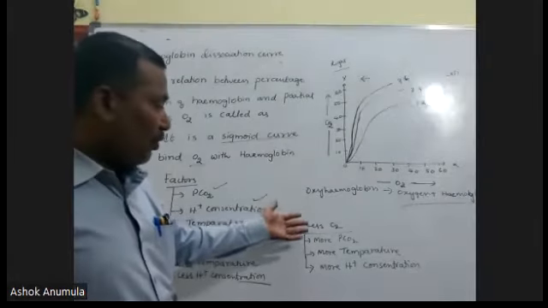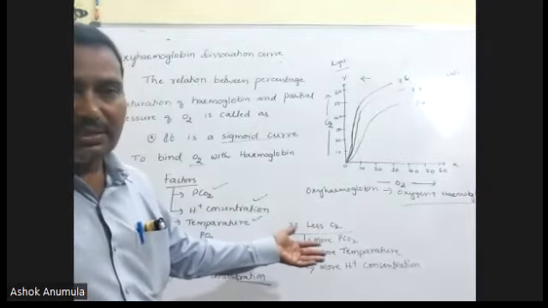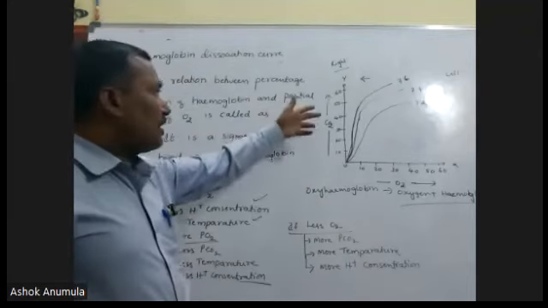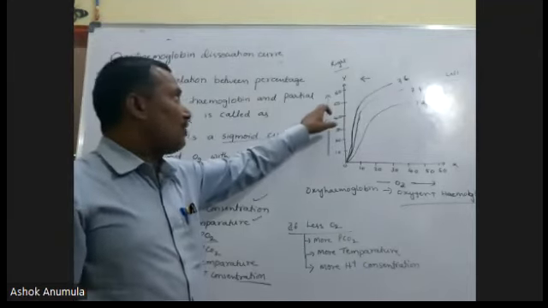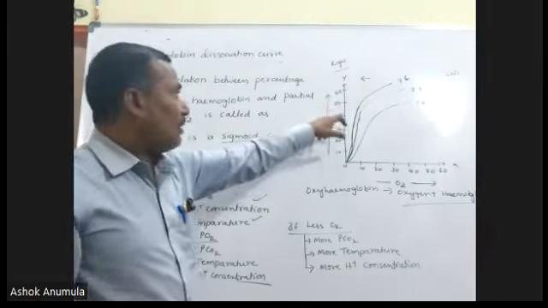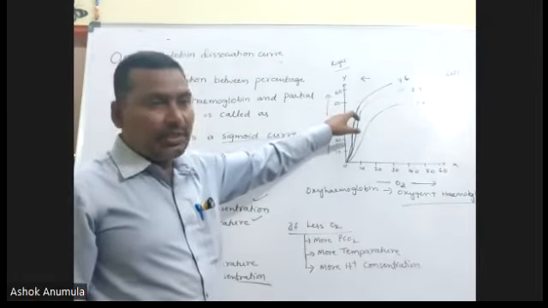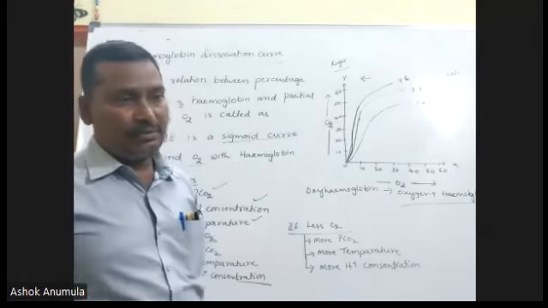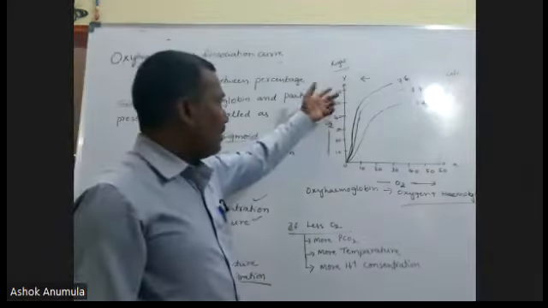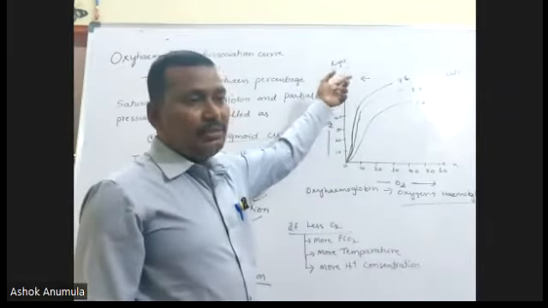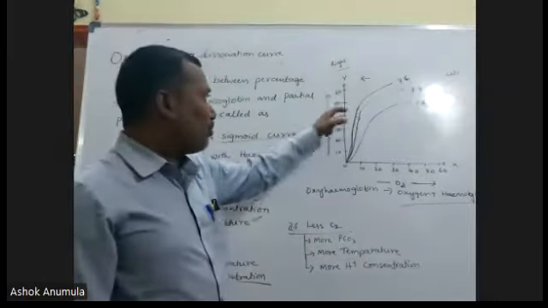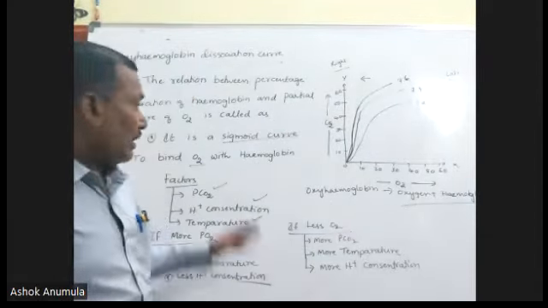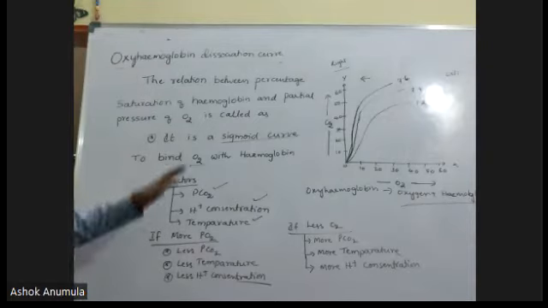When more PCO2, more temperature and more hydrogen ion concentration are present, at that time the oxyhemoglobin dissociation curve moves towards the y-axis, or the right side. If you say the right side, which axis is present? The y-axis. It must move towards the y-axis or right side. This is about the oxyhemoglobin dissociation curve.